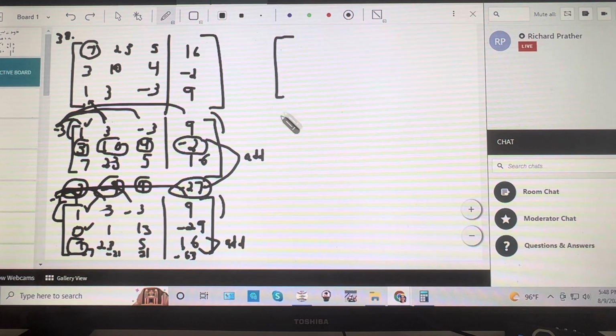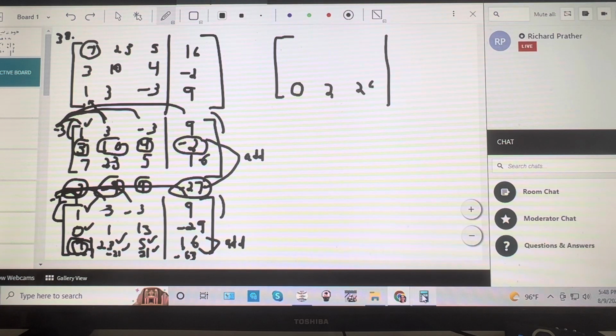I'll put it up here. So this 7 minus 7 right here, that's 0. 23 minus 21 is 2. 5 plus 21 is 26.